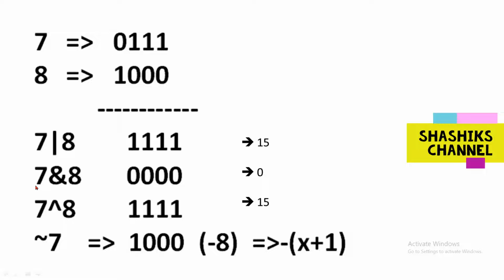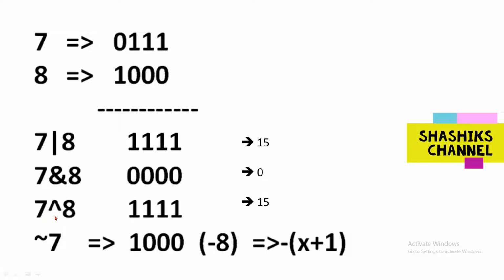The next one, when you do bitwise AND operation on 7 and 8, what will happen is, even if one of the inputs is a 0, result is going to be a 0. 1 ANDed with 0 would be 0. 1 ANDed with 0 would be 0. And then 0 ANDed with 1 would be 0. So finally, you'll be getting 4 zeros, which in turn converted to decimal would be 0 as output.